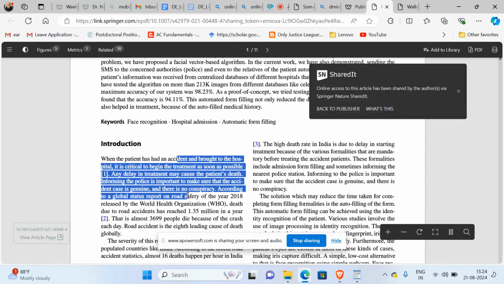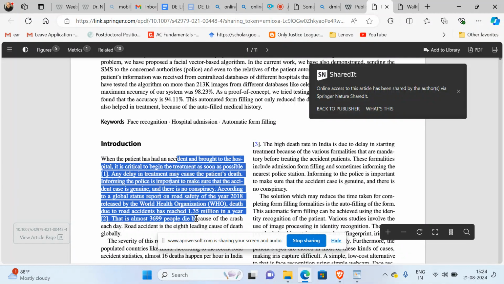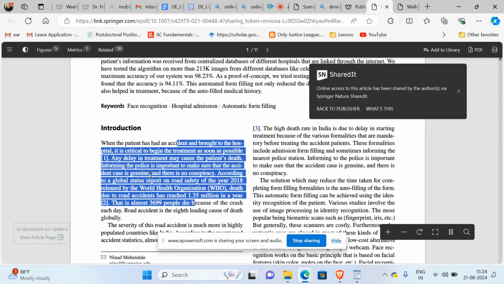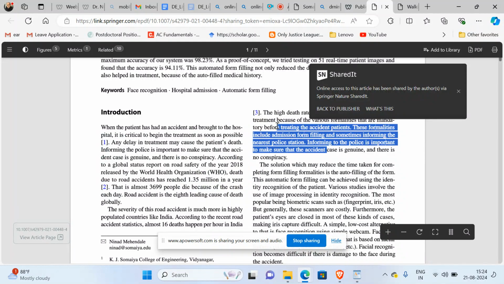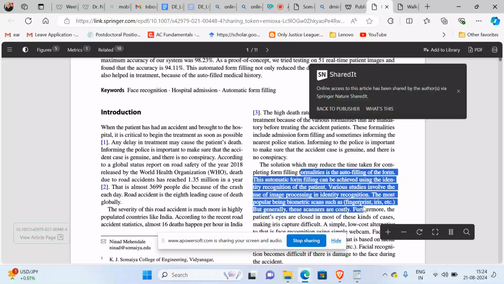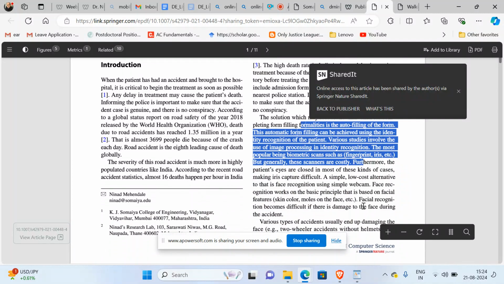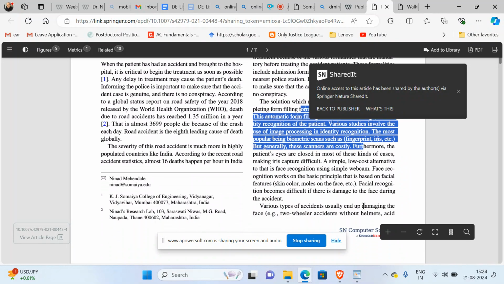Then comes the introduction section. In the first paragraph, you try to introduce what the problem is. The second paragraph, you try to tell what the existing solutions are. And in the third paragraph, you try to tell how you are going to solve it and how it is different from the existing solutions. So roughly 300 to 500 words of introduction is required.